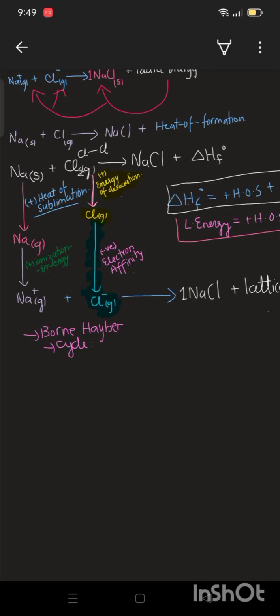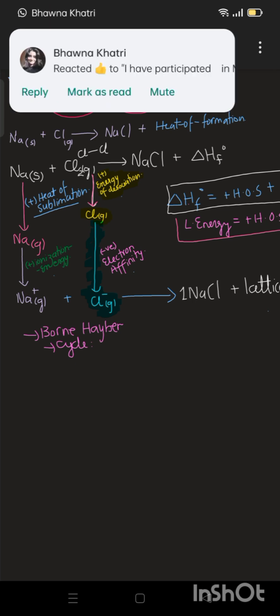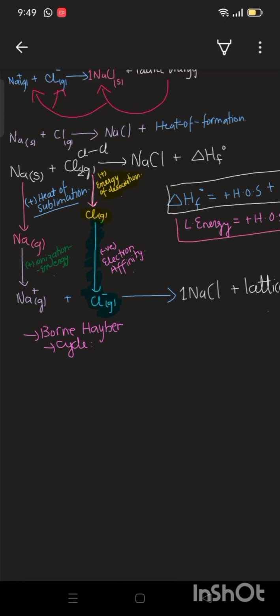Okay, so as in the last video, we have discussed the Born-Haber cycle in great detail, right? We took an example of NaCl, and initially took them in their stable state, which means Na was stable in the solid state, and Cl was stable in the gaseous state. We made them react together, and the compound was produced.